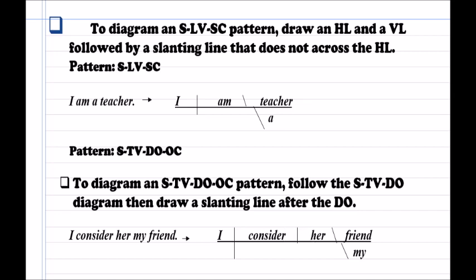Now there is an object complement, which is the word friend. You just have to draw a slanting line after the direct object. Okay? This is the direct object, her, and the object complement is friend. Now, you have to put a slanting line between her and the object complement friend. Now, remember, my is a determiner, so it will be placed under friend.